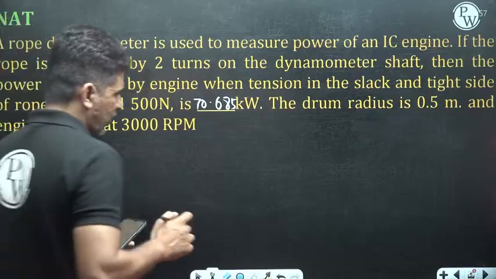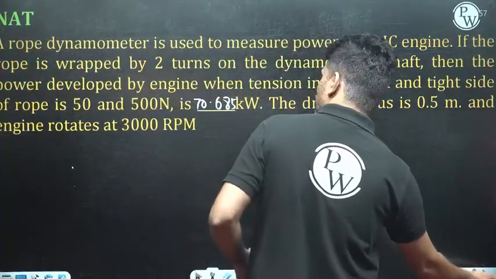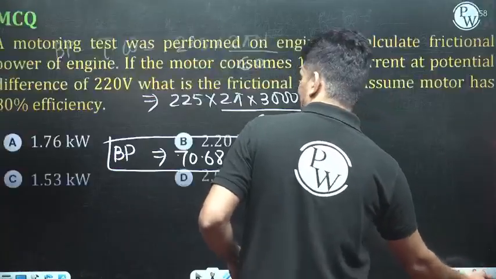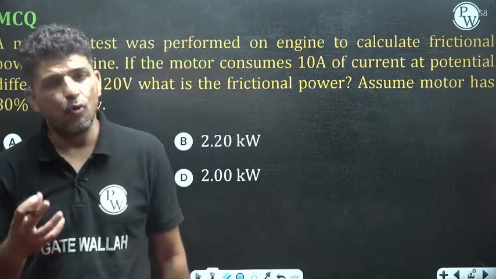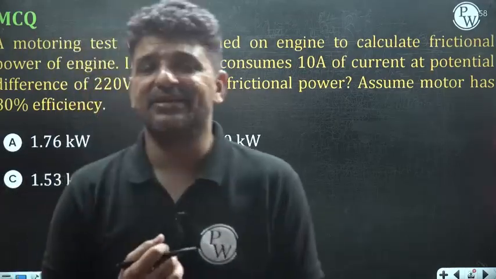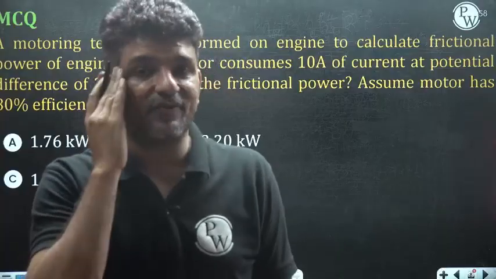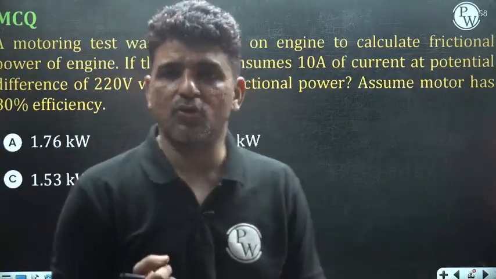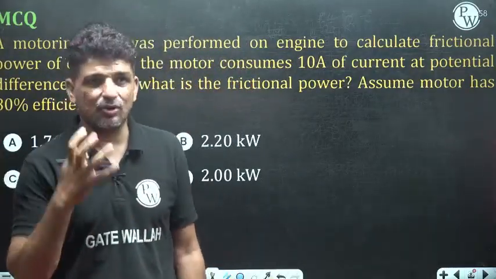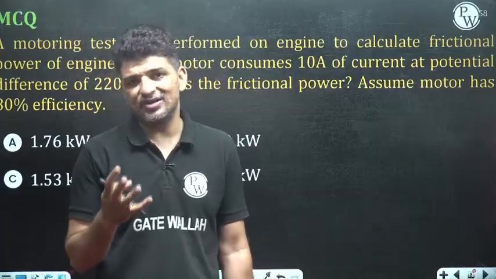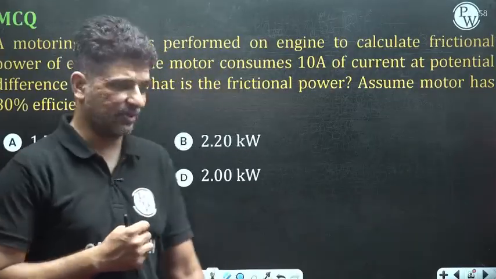Okay, so now let's go to the next question. Guys, this was the easy question. The only thing you had to do was recall that in the class we had discussed how a rope dynamometer works, and I told you the formula to calculate it. In the class we discussed how a Prony dynamometer and a rope dynamometer work.